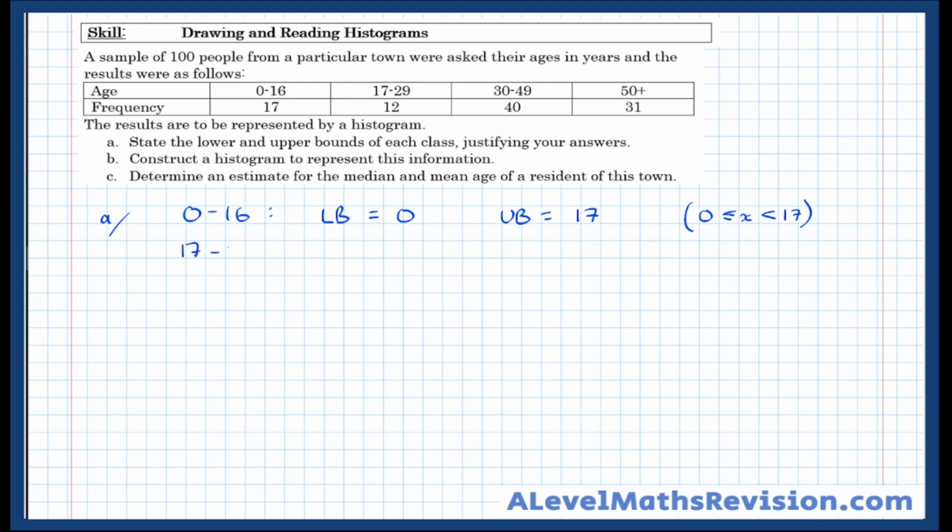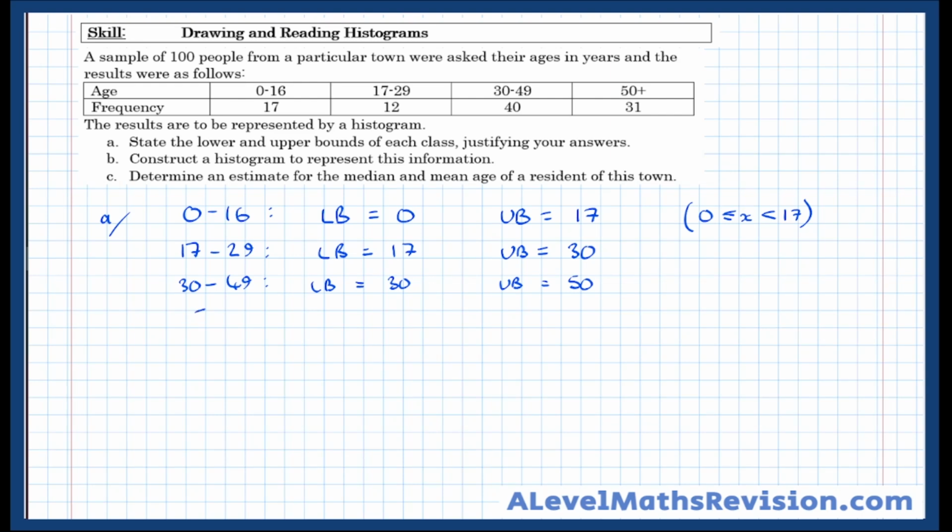For 17 to 29, the lower bound is 17, and the upper bound would be 30, because someone is 29 years old right up until the moment they turn 30. The next one, 30 to 49. So the lower bound will be equal to 30, and the upper bound goes all the way up to 50, because someone is 49 years old right up until the moment they turn 50.